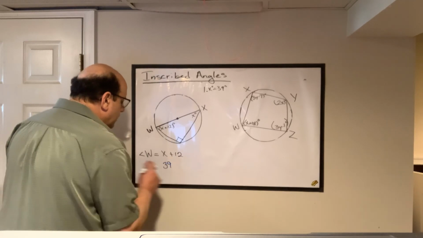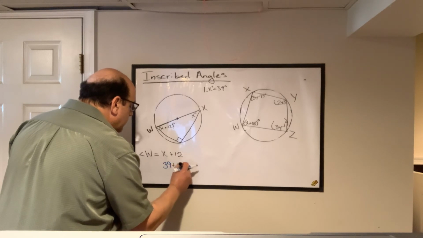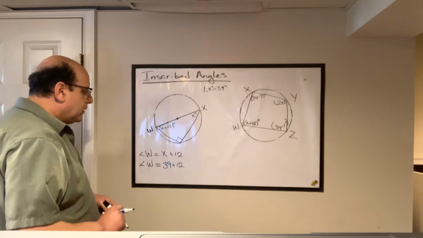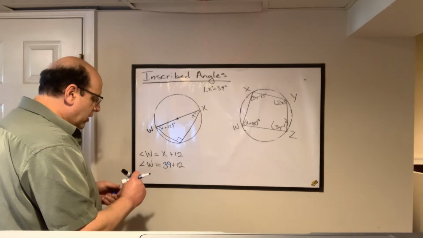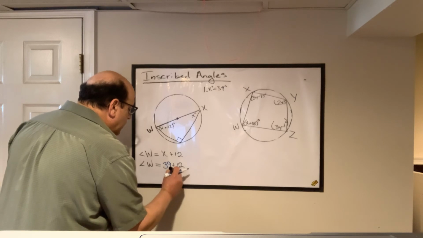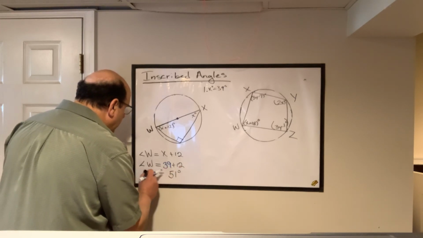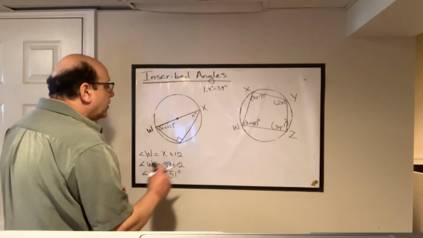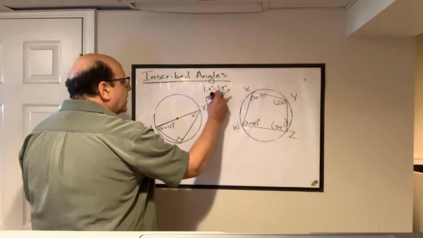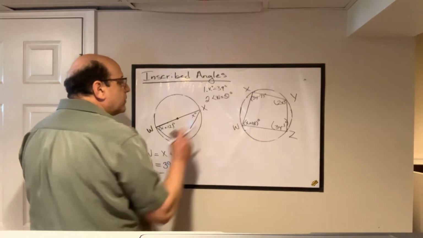39 plus 12 gives me the measure of w. Well, 39 plus 12, everybody knows, is 51. So w is equal to 51. So for number 2, the measure of angle w is 51 degrees.